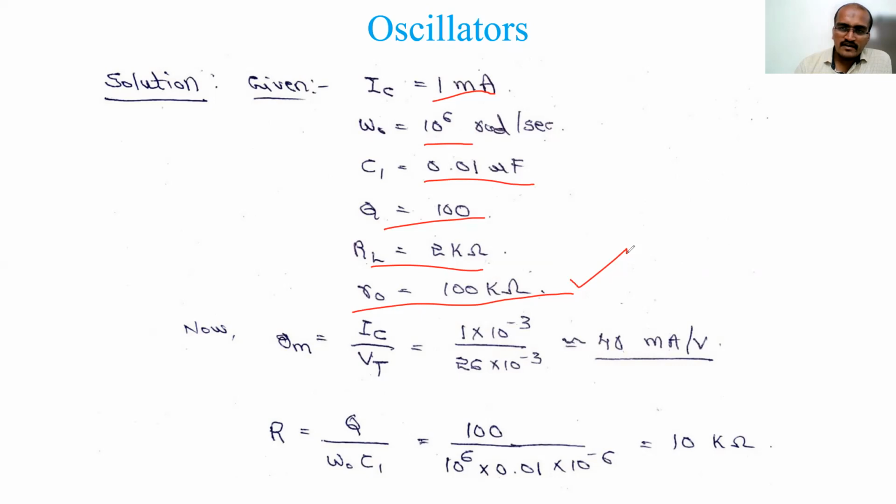Second one is the beta factor, which is the feedback factor. So the beta factor is given as C2 by C1 equal to GM into R. What you require here: C1 is known, C2 you have to calculate. GM and R you have to first know. R you can calculate from the Q factor, omega naught and C1. And GM you can also calculate for the given collector current. We have done this in small signal analysis. For a collector current of 1 milliamp, how much is the transconductance?